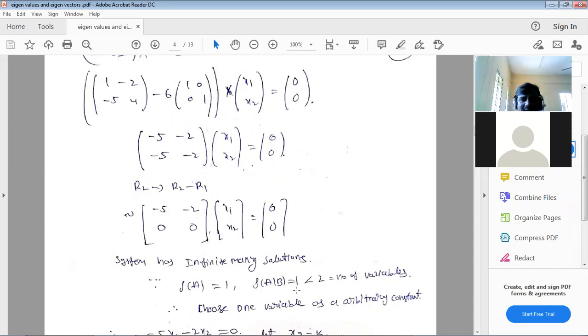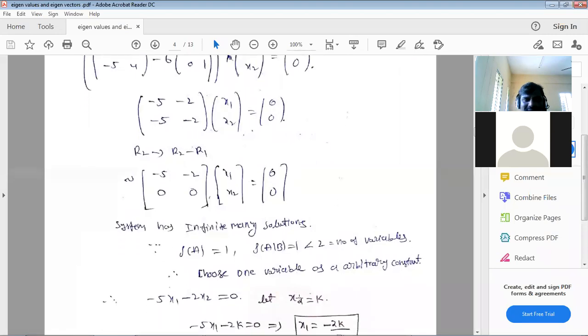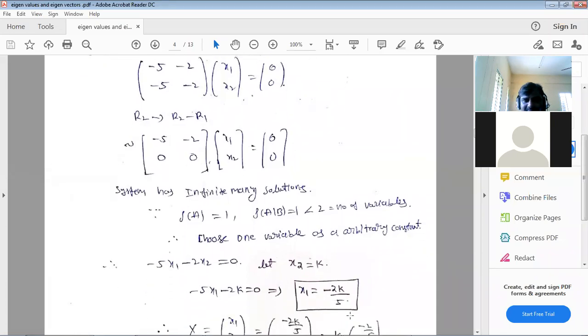For the first problem, I'm writing all these things. From the next problem onwards, I will directly do it. Choose one variable as an arbitrary constant. Which variable do you have to choose? First, write down the equation form: minus 5x1 minus 2x2 is equal to 0. Either x1 or x2 can be chosen as the arbitrary constant. Therefore, I am choosing the x2 variable as a constant k. I am getting the value x1 is minus 2k by 5.